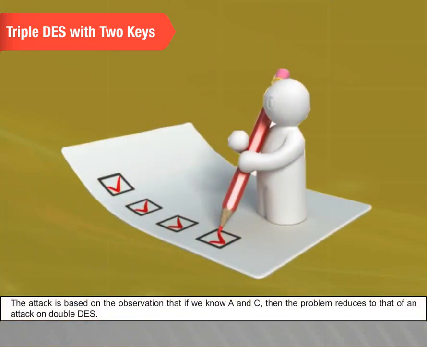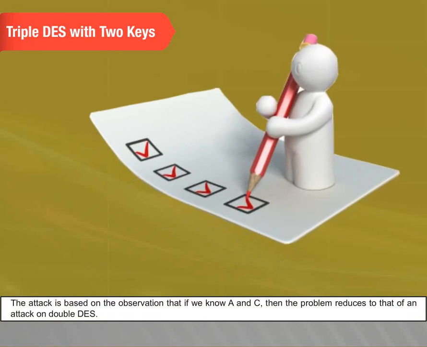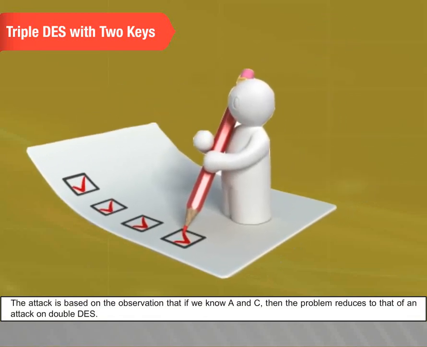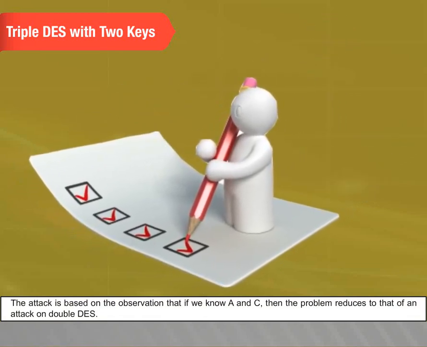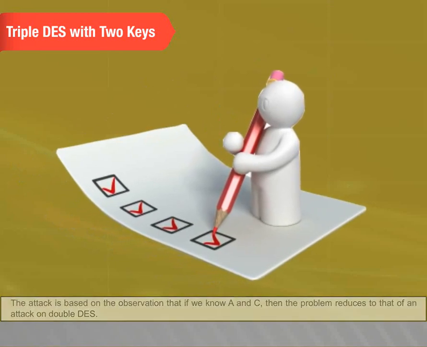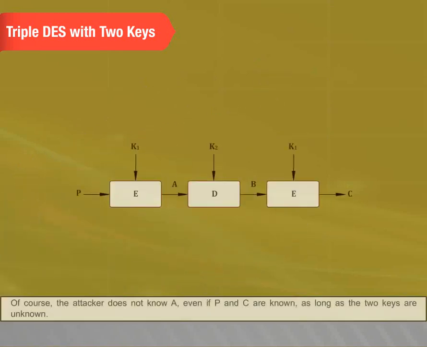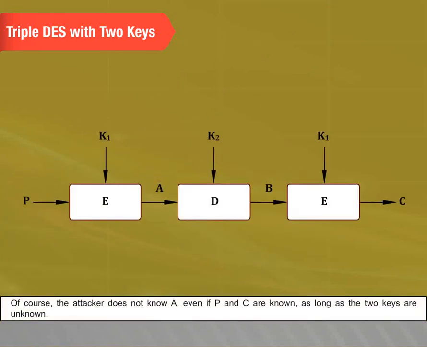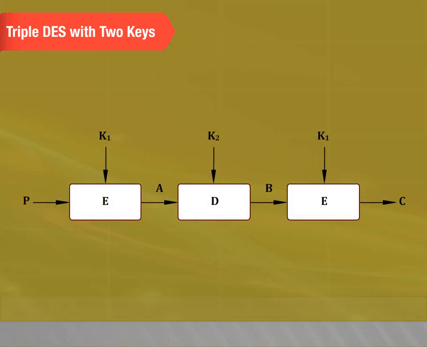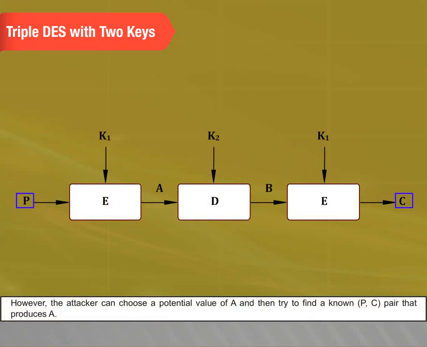The attack is based on the observation that if we know A and C, then the problem reduces to that of an attack on double DES. Of course, the attacker does not know A, even if P and C are known, as long as the 2 keys are unknown. However, the attacker can choose a potential value of A and then try to find a known P-C pair that produces A.